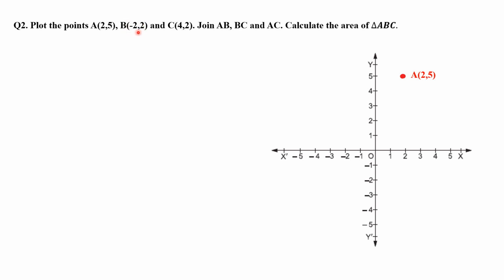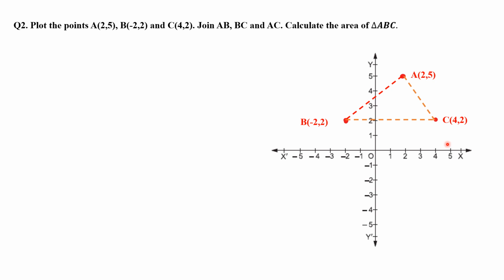Now the second point is B (-2, 2). So x coordinate negative, y coordinate positive, so it will lie in the second quadrant. Now the third point is C (4, 2). Again x and y both the coordinates are positive, so it will lie in the first quadrant. Okay. Now let's join all the three sides AB, BC and AC. So this is my triangle.